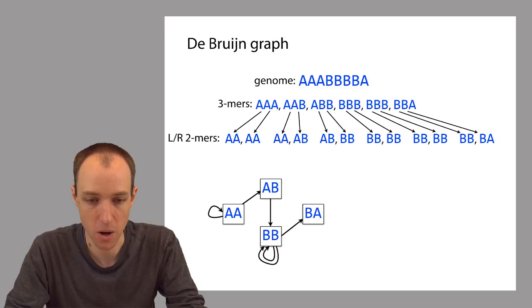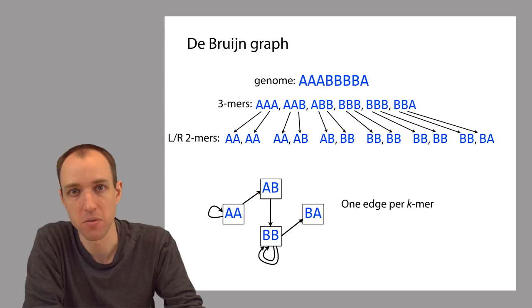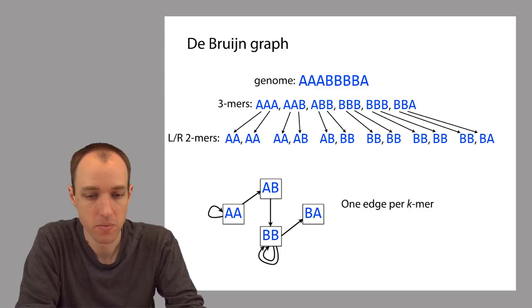So there we go. A few points about this graph that we just built. First of all, each k-mer in the genome corresponds to one edge in this graph. That's how we built it, right? For each k-mer, we added its left and right k-minus-1 mers, if they weren't already there, and then we drew one additional directed edge. So for each k-mer in the original genome, there's a corresponding edge in our de Bruijn graph.